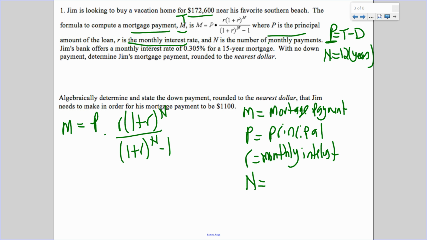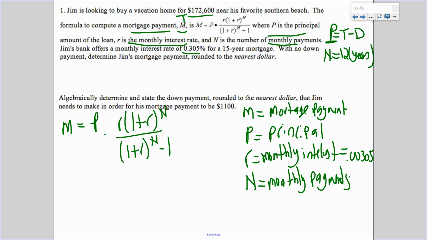And N is the number of monthly payments. So there are 2 questions. We're going to deal with one at a time. So Jim's bank offers a monthly interest rate of 0.305. So we're going to have to divide that by 100. That becomes 0.00305. Whenever it's a percent, divide it by 100 or move the decimal 2 places to the left.